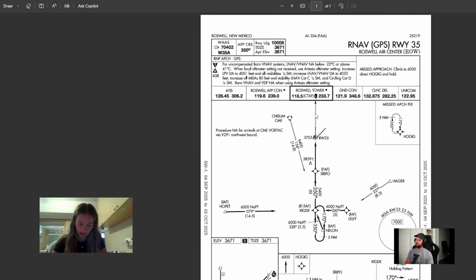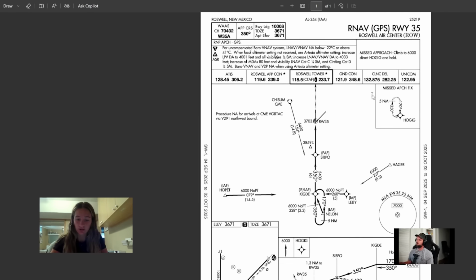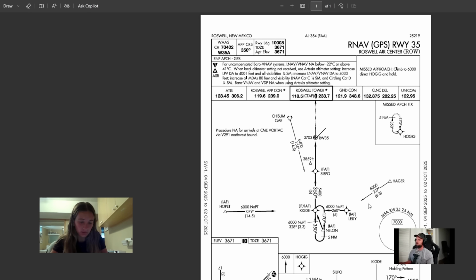We're going to expect our initial approach fix as KDIG, and we're going to be at or above 7,000. Then we're going to descend to 5,400 by SIBO, which is also our glide path intercept. Then we're going to descend to our minimums of 3,921. In the event that we go missed, it'll be a climb to 6,000 direct to Hogeg and hold. And when we look at the taxiways, we can expect the PAPIs to the left of our runway.